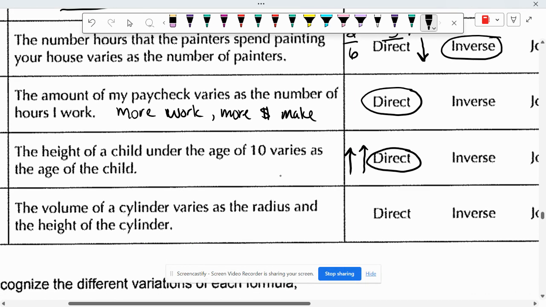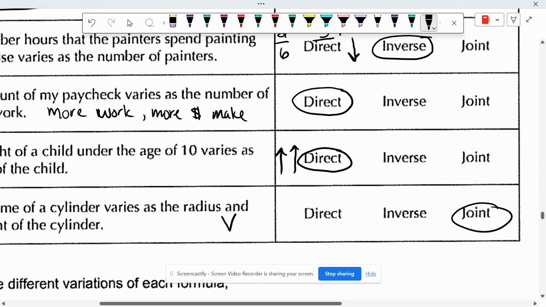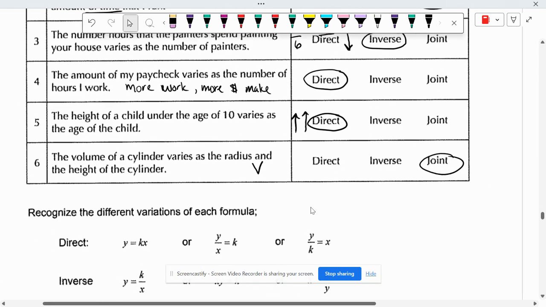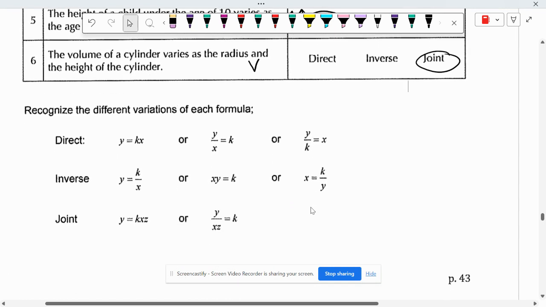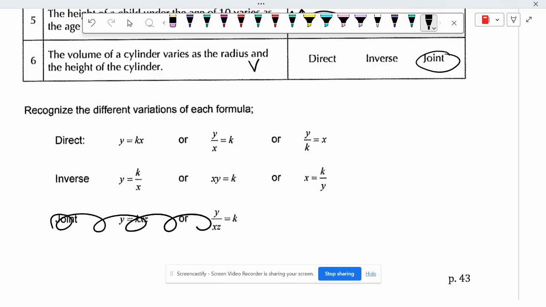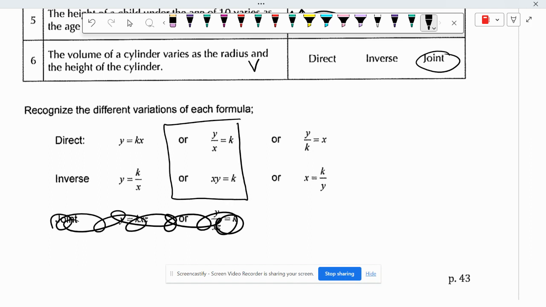And then the last one, the volume varies as the radius and the height change. That's joint. You don't have anything like that. Joint variation. Okay, so again, I'm going to cross off the joint variation formula because we're not using those. I just want you to think of it like this. If you always think of K and set it up as a proportion, you will be splendid.